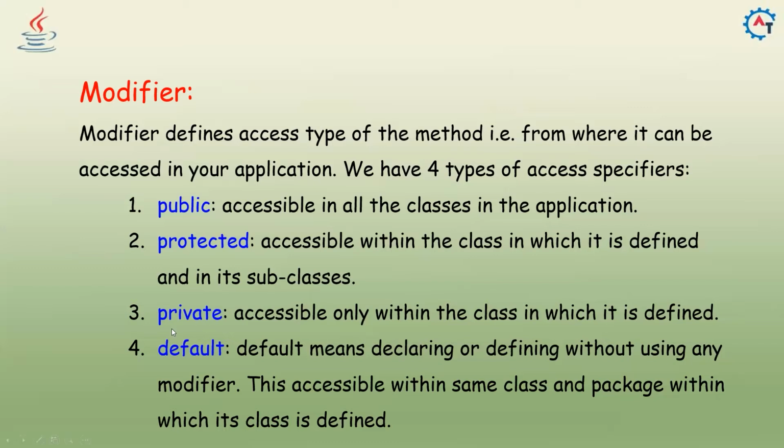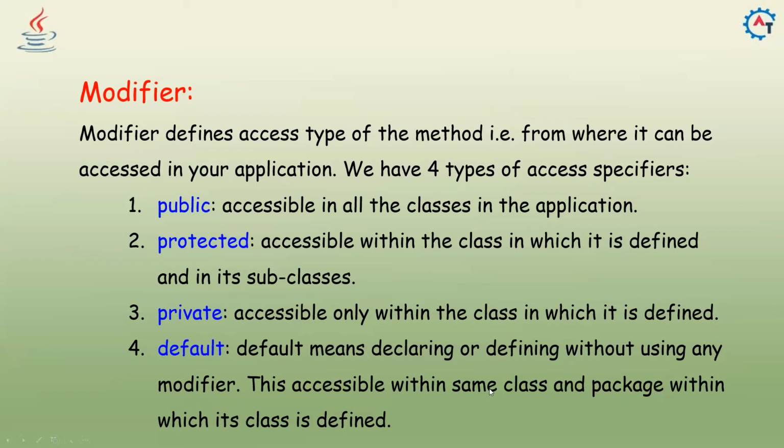Private, very restricted. Private, accessible only within the class in which it is defined. So if you create a method inside one class, you can access only in that class. Outside of that class, you cannot access. Okay. What about default? Default means declaring or defining without using any modifier. Means if you want to mention that is default, no need to mention any modifier. Okay, if you are not putting public, protected, private, then by default it will become default.